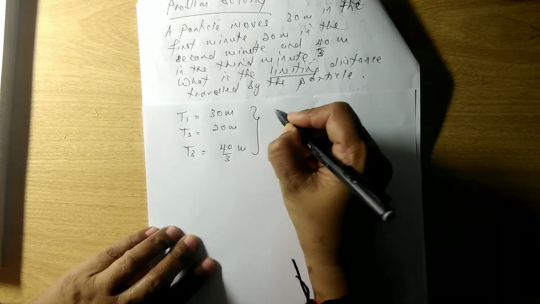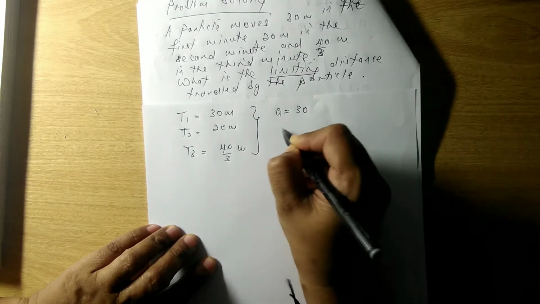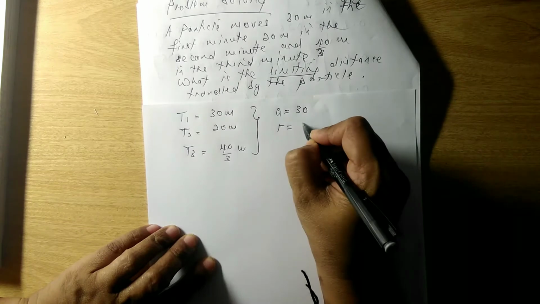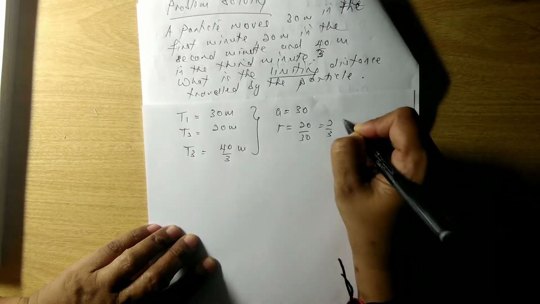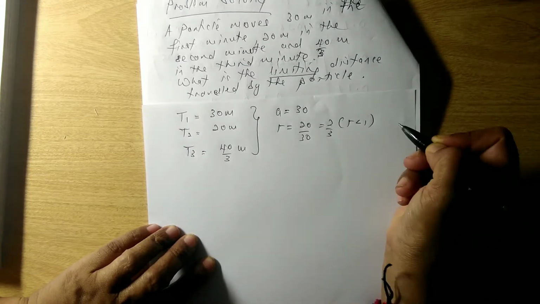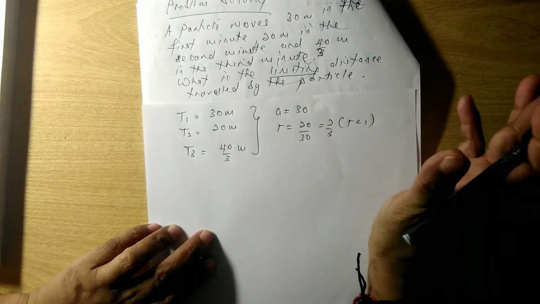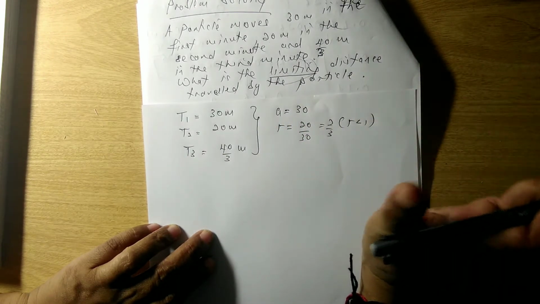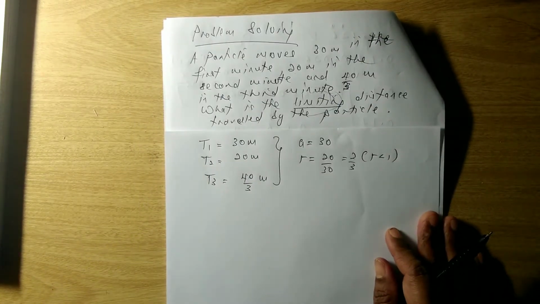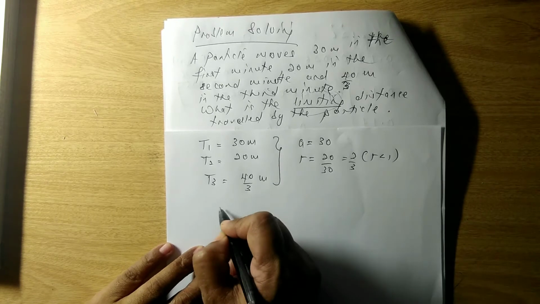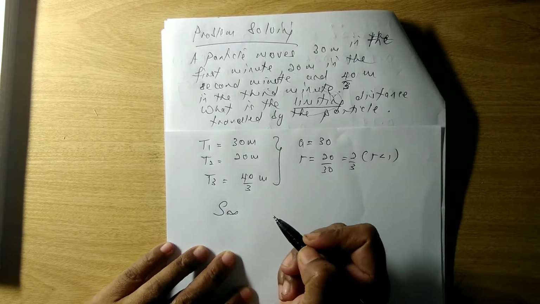So my A is 30. I can actually calculate my R. My R is 20/30, which gives me 2/3. 2/3 means R is less than 1. We do not know what my N is because it just said limiting distance. So the particle can go on and on until it actually stops. Because I do not know my last term, I'm going to assume this case where S is equal to infinity.